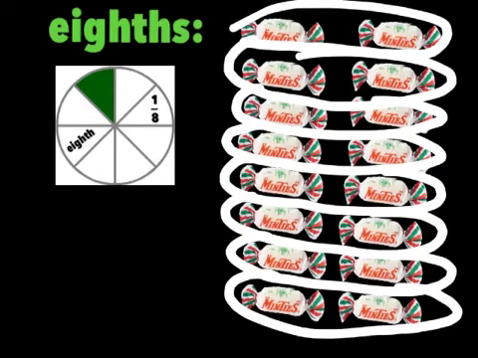1, 2, 3, 4, 5, 6, 7, 8 equal groups there. Each group has 2 minties in it. So if I was going to eat 1/8 of this group of minties, I would eat 2 minties, or 1 of the 8 groups. That's 1/8 of the whole group of minties.